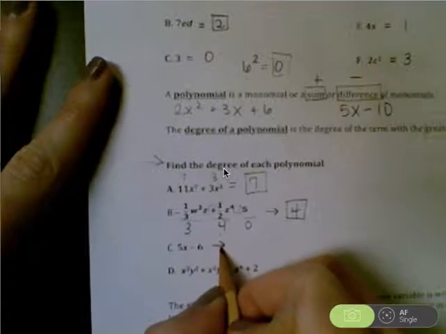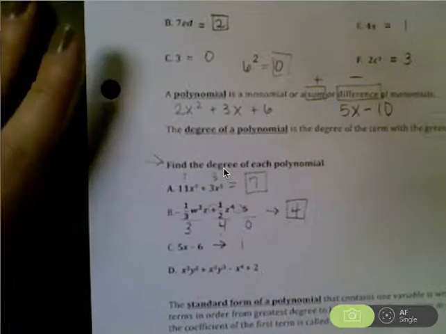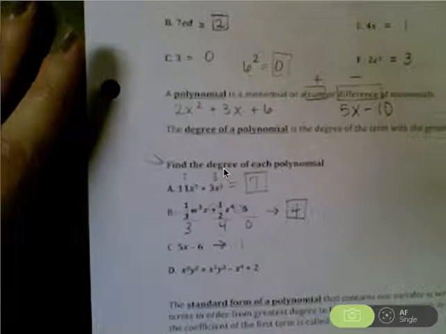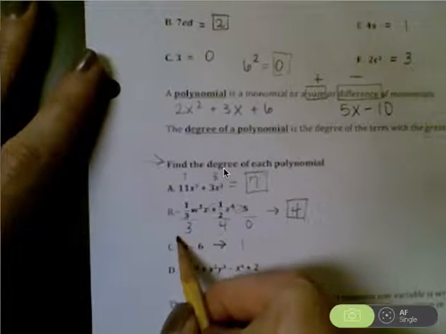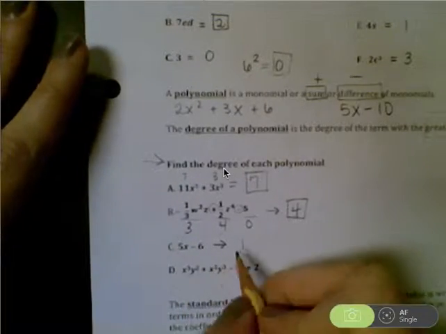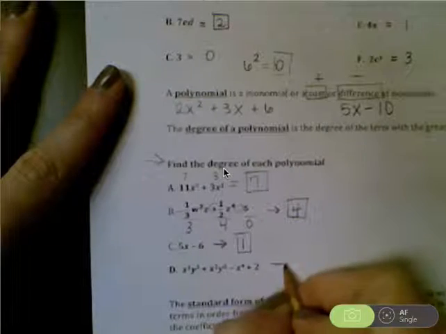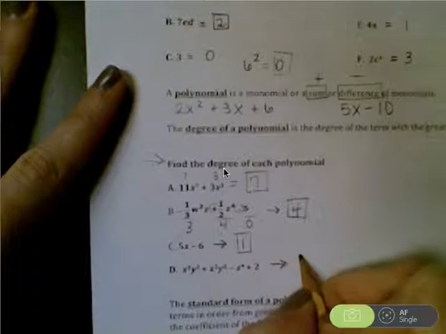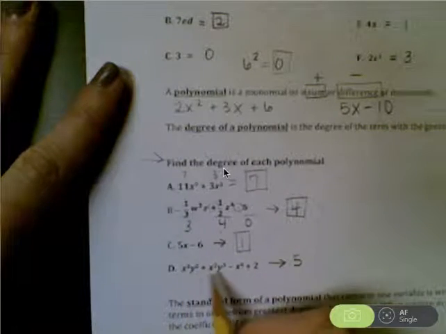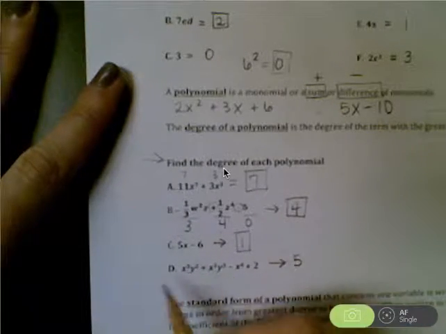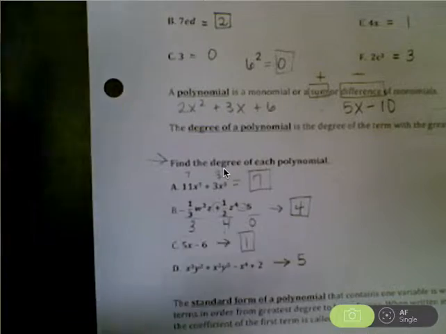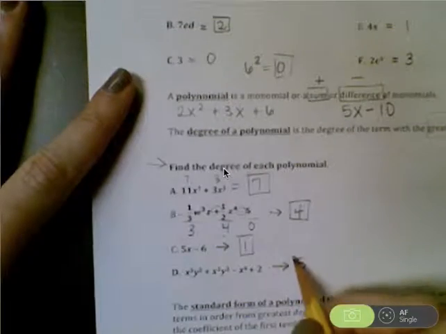So Connor, what do you think the degree of letter C would be? 1. The degree of letter C is 1 because 5x has the greatest degree of 1, so the whole thing has a degree of 1. Okay, how about letter D, Cassidy? 5. Good, 5. Letter D has a degree of 5. There's actually 2 terms that have a degree of 5, but it's still the highest degree, so the highest degree wins. The whole thing has a degree of 5.